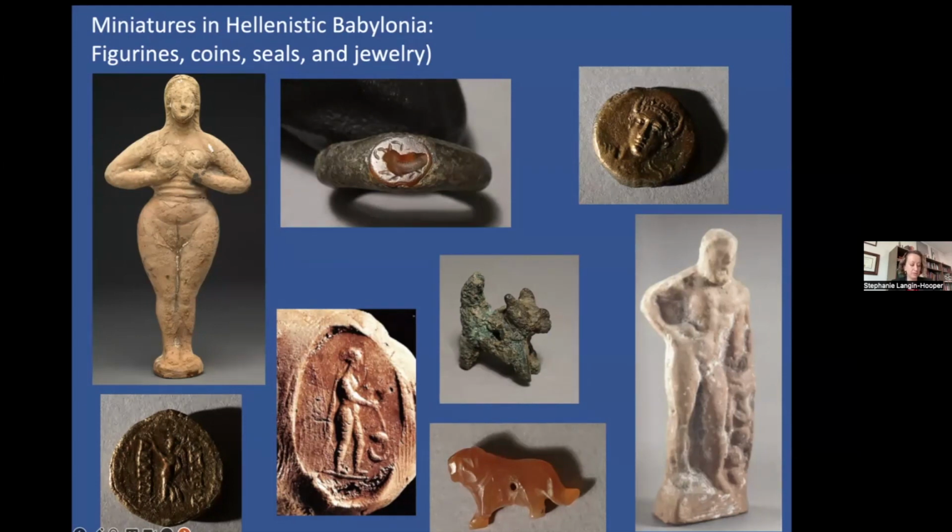A scale-focused approach on miniature artworks from Mesopotamia can illuminate the relationship these objects were meant to create with the people who use them. I will explore themes of embodiment, sensory perception, intimacy, and wonder through case studies of figurines and seals from the Hellenistic period in Babylonia.